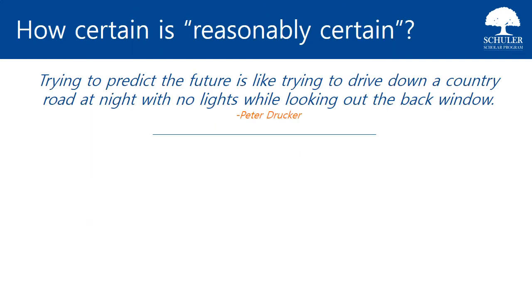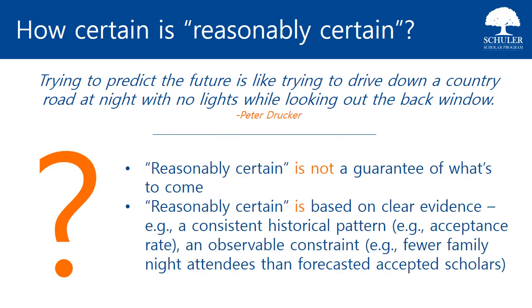So how certain is reasonably certain? Predicting the future is really hard, okay? There's no question that it is not a guarantee of what's to come. Just as your original targets are not guarantees, neither is your reforecast. But reasonably certain in this case is typically based on evidence. And so that evidence could be a consistent historical pattern. We talked about that earlier. If we know that 80% of families accept the invitation, then, as long as you know how many invitations you're putting out, that's a reasonably certain guess.